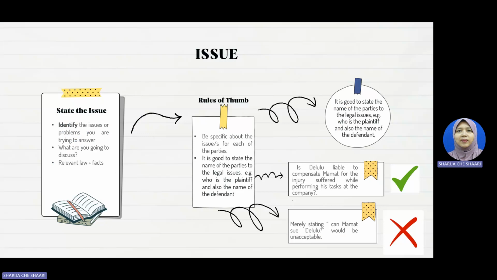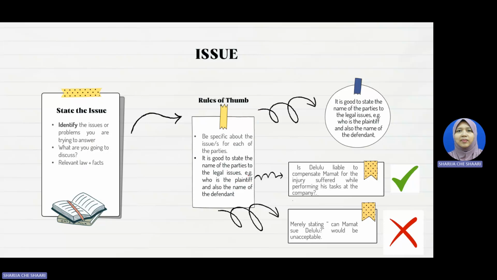Now, how are you going to state your issue? When it comes to issue, you have to identify the issues or problems that you are trying to answer. What are you going to discuss? It's good for you to write, combining the relevant law and facts. The rule of thumb here is that you have to be very specific about the issues for each of the parties. You have to know whether you are advising the defendant or the plaintiff, so you have to read the question carefully. It is good to state the name of the parties in the legal issues.